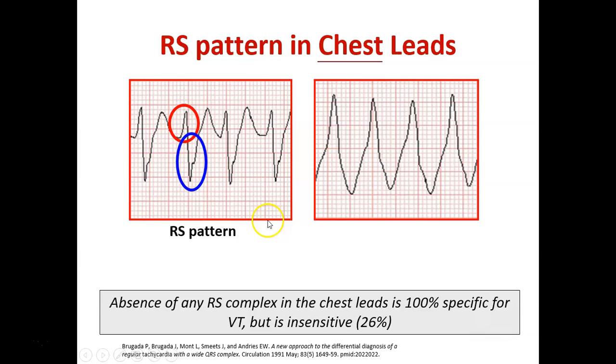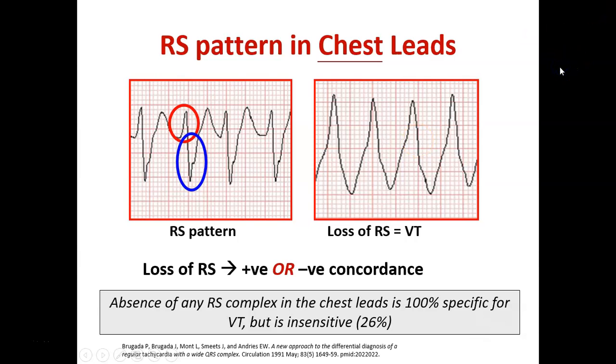Okay, but if this RS is lost, this is in favor of ventricular tachycardia. This loss of RS may be positive or negative concordance, meaning all the QRS complexes are either in the positive direction or the negative direction, but the RS is lost. So this is extremely important. If you get a wide complex tachycardia with the loss of RS, your diagnosis most probably is ventricular tachycardia, because the absence of any RS complex in the chest leads is 100% specific for ventricular tachycardia, but maybe insensitive.